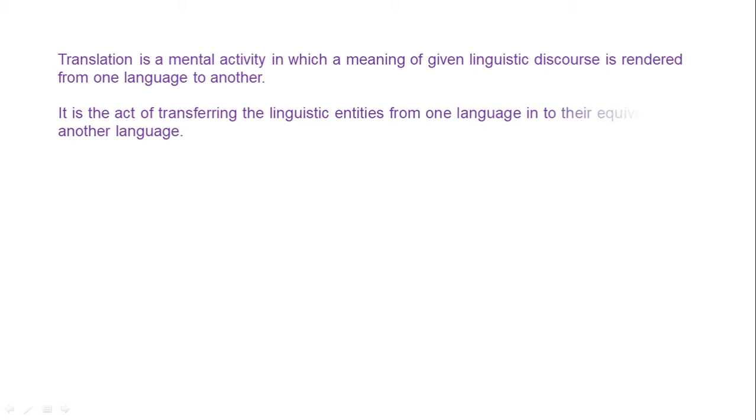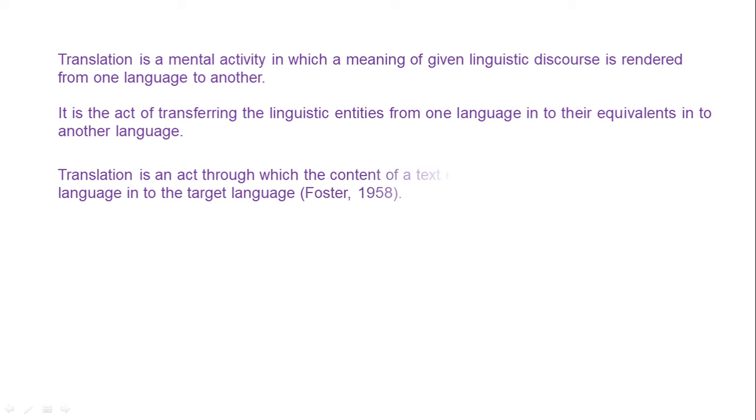Another author says it is the act of transferring the linguistic entities from one language into their equivalents in another language. Sorry for these spaces between words; I don't know what did it. Another author, Foster, says translation is an act through which the content of a text is transferred from the source language into the target language.